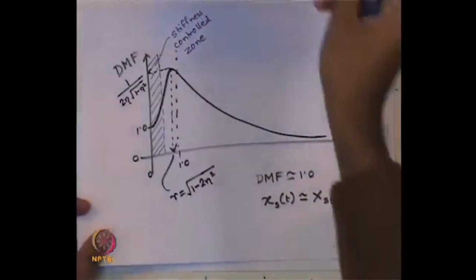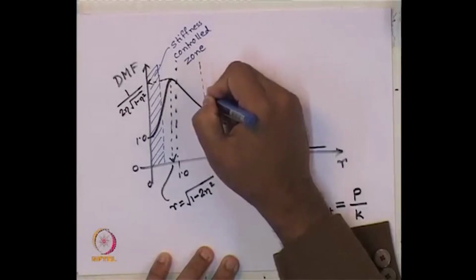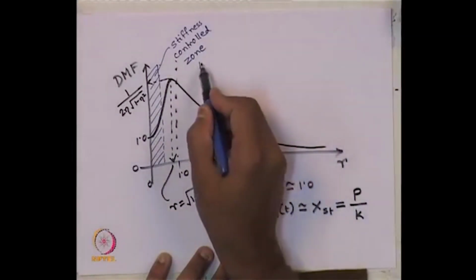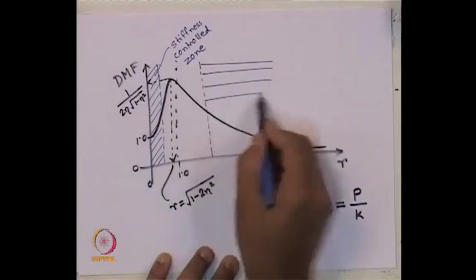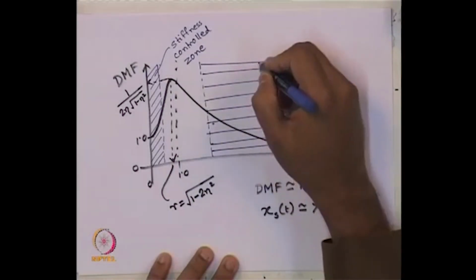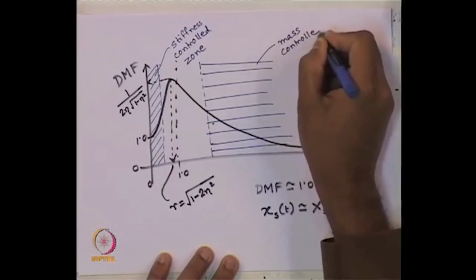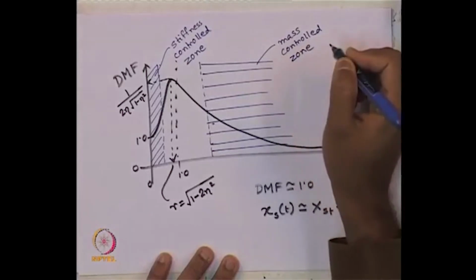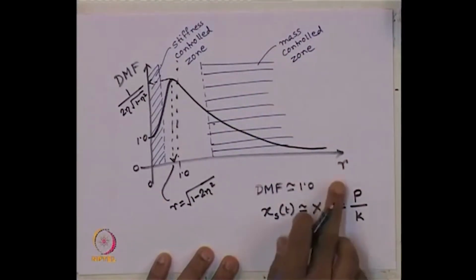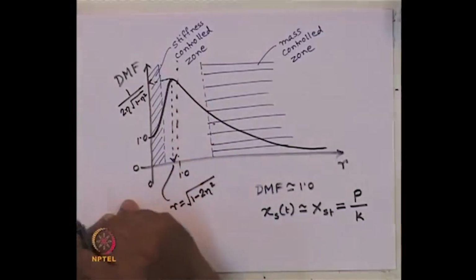So, now let us go back to our previous picture here. What can we do? We can now find out another location. So, say this zone where the value of R is very high. This can be classified as mass controlled zone. So, if you want to keep your R value for the design very high, you have to control the mass. If you want your R value to be very low, you have to control the stiffness of the system.